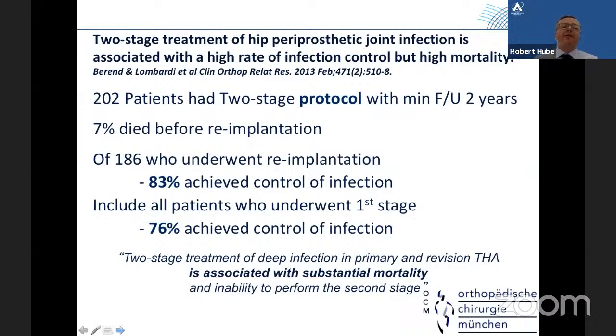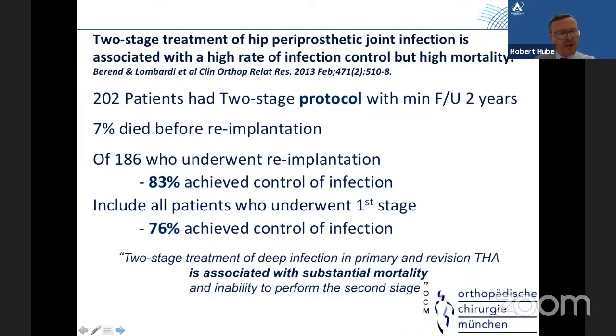That is another classic paper from Barrett and Lombardi, and they looked at the mortality and morbidity of two-stage treatment of hip prosthetic joint infections, and probably for knees the same. They were associated with a high rate of infection control, but also a high mortality. So these guys achieved a high percentage of infection control, but a significant number of patients died between the stages, and the morbidity of both surgeries was high. So they concluded two-stage treatment of deep infection in primary and revision THA is associated with substantial mortality and inability to perform the second stage.